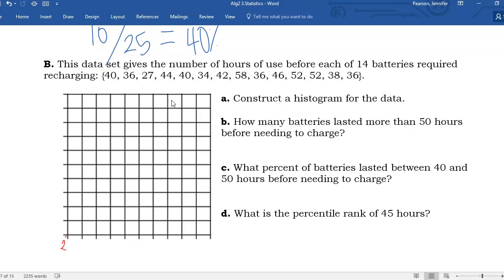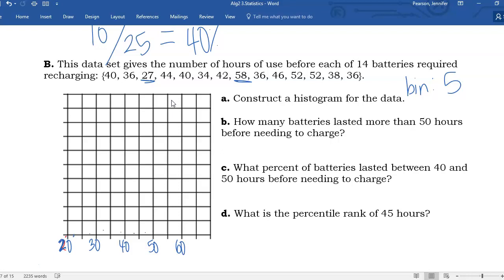Okay, I see a 27 as my low. I feel like 58 is my high, so I got to go somewhere from 20 to 60 approximately. I'm going to start with 20. Let's go 30, 40, 50, 60. We have a little extra space at the end, but that's okay. And I'm going to choose to go by 5, bin width of 5. So I know there's not going to be anything in this column because I don't have anything lower than 25, but it'll give me 1, 2, 3, 4, 5, 6, about 7 bars.